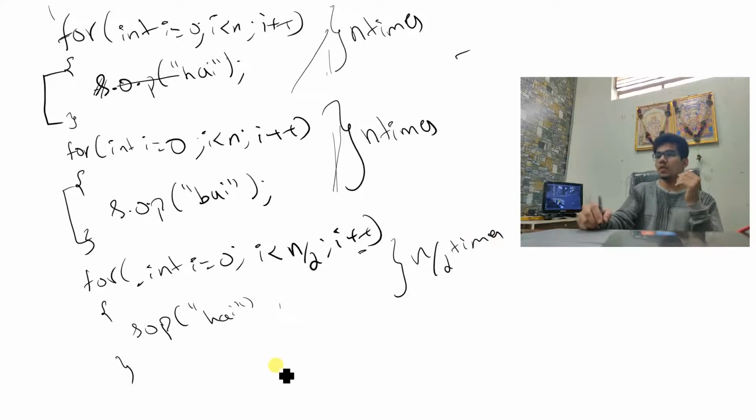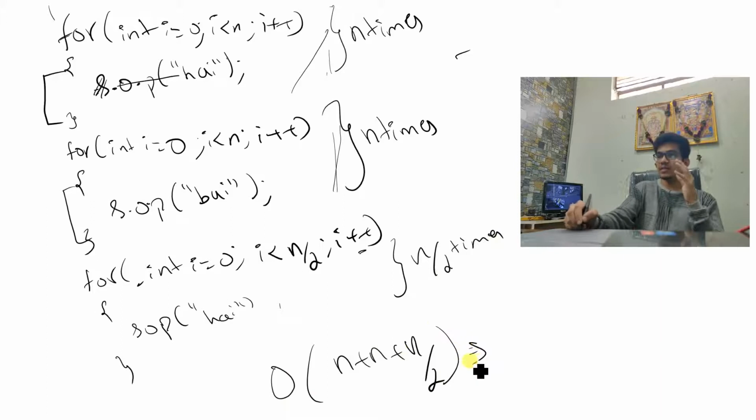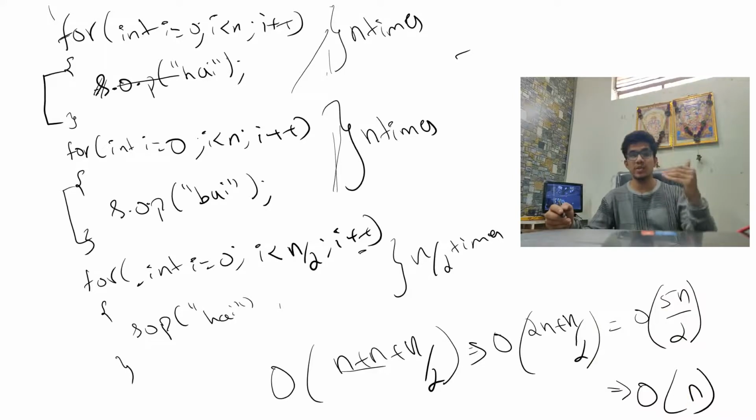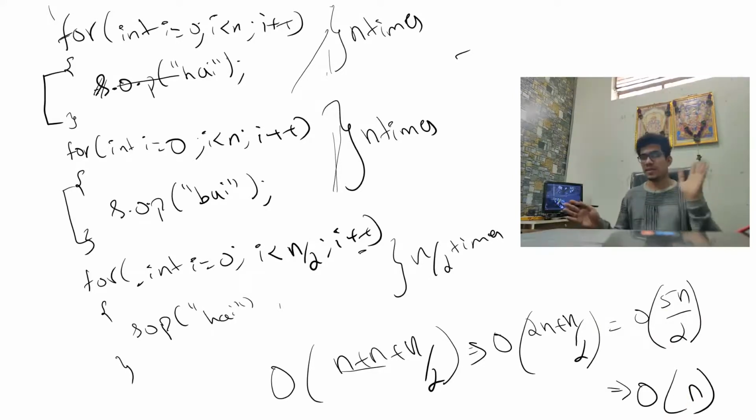So if I'm talking about order, it is n plus n plus n by 2. That is the same as order of 2n plus n by 2, because n plus n is 2n. That is the same as order of 5n by 2, which is the same as order of n only, because 5 by 2 is a coefficient. You have to ignore the coefficient and it becomes order of n. Is this point clear? Now, let's clear this.